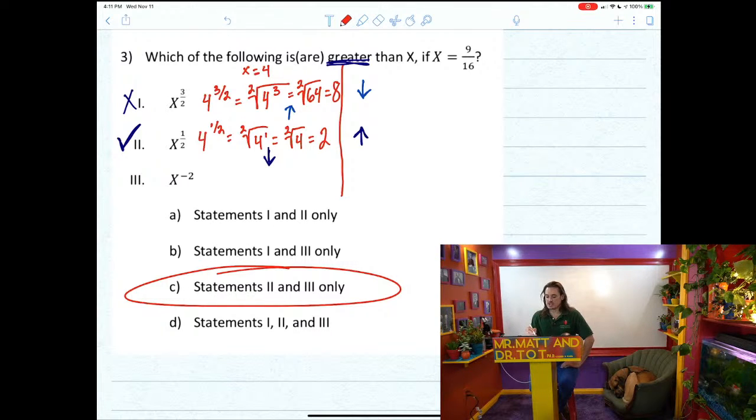But let's just go ahead and check. x to the -2 power. If x were 4, then we would have 4 to the -2 power, which is the same thing as 1 over 4 to the +2 power, which would turn into 1 over 16. That's obviously a decrease. So if x is in between 0 and 1, that's going to result in an increase. So statement 3 is also going to be true. So your answer here is going to be C, statements 2 and 3 only.